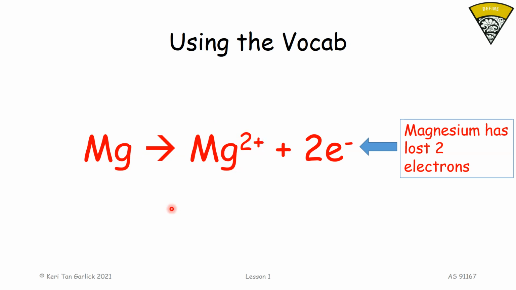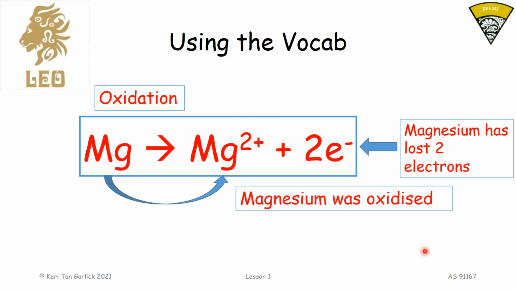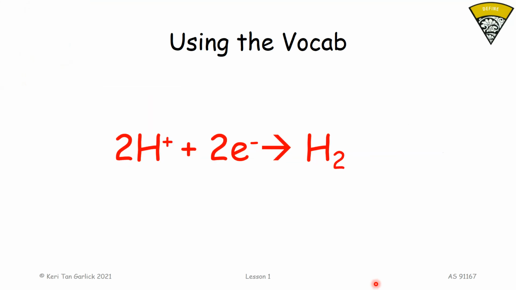Again, this is terminology I'm hoping you guys remember from last year. And again, I want you guys to make an arrow and just write that 2 electrons on the product side represent a loss of electrons. So we think loss of electrons, we think Leo, so this is an example of an oxidation reaction. And so we say that the magnesium was oxidized and it's forming the magnesium 2+ ion. So again, lots of just defining with the new vocabulary.